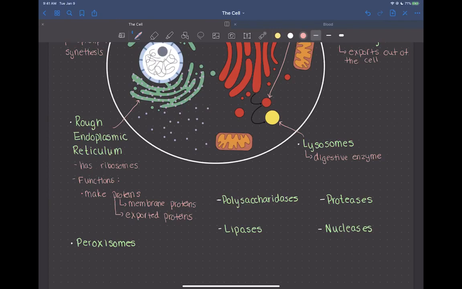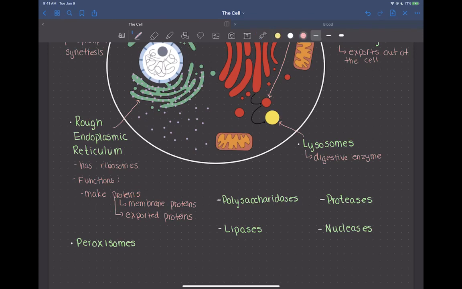And so the first thing that protects against that is the fact that this is actually a membranous organelle. So it has a membrane around it, and that membrane keeps its contents, the inside, separate from the rest of the cell. Okay, so that's one barrier.